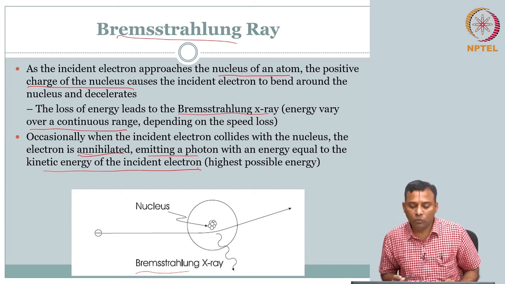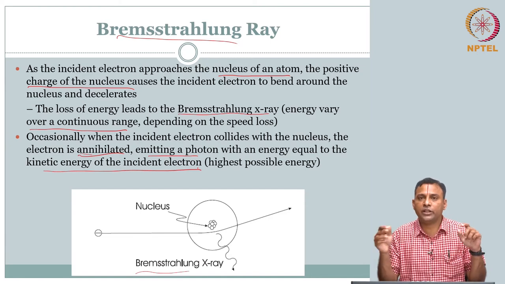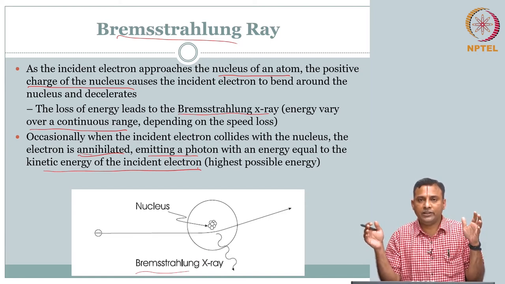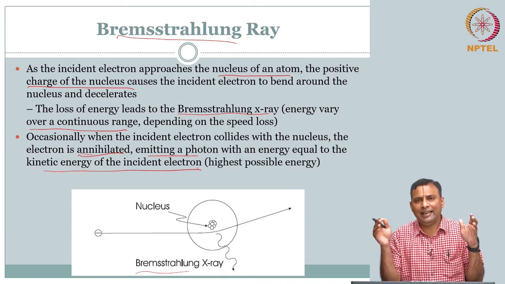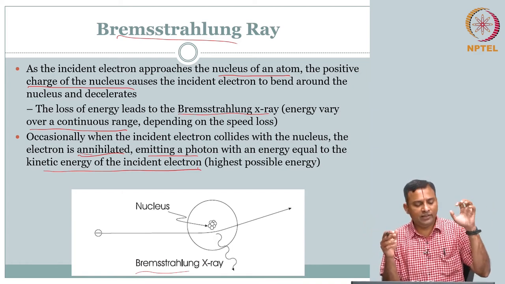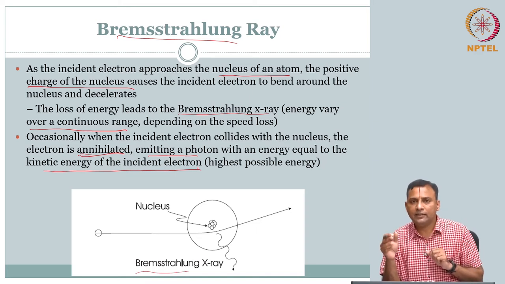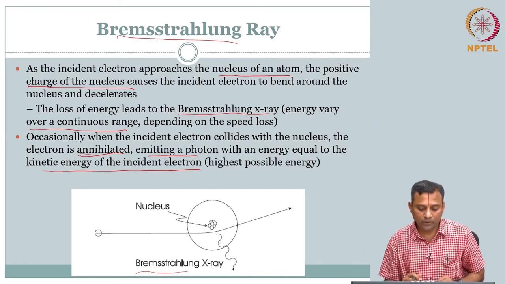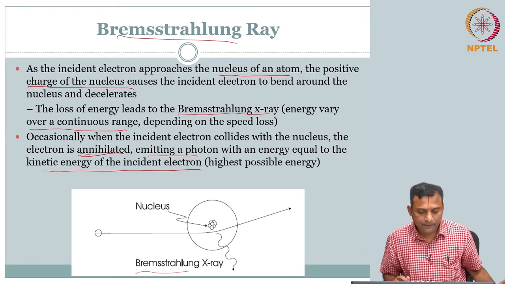Occasionally only it can hit. So, mostly it is going to be a continuous scale of energies, and the energies should be less than what it came. Only occasionally when this is completely annihilated, the X-ray that comes out will be of the energy that this particulate carried. Okay, the highest possible energy.